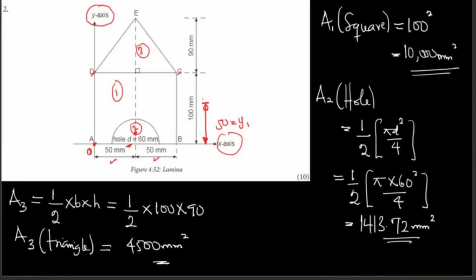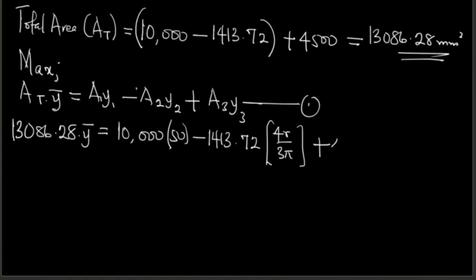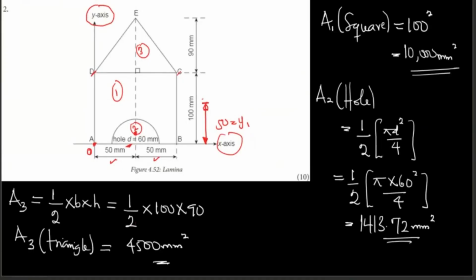The third one is a triangle, which is what? 4,500 multiplied by Y3. What is Y3? Your Y3, for the triangle, is somewhere around here. You measure from the axis, remember? So this is going to be your Y3. Now, how do you determine that distance? We know that AD is what? AD is 100, isn't it? From this point to this point is 100.